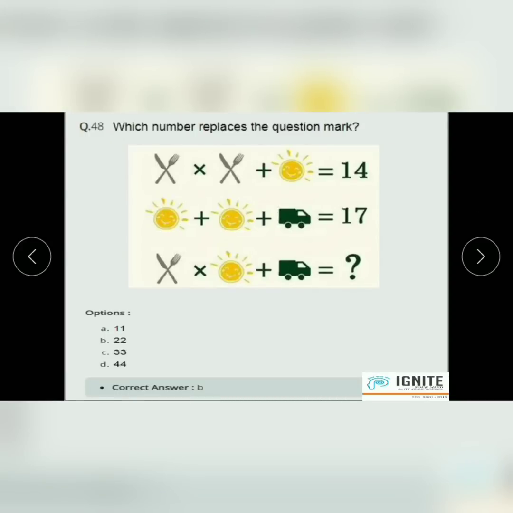Next question, question number 48. Which number replaces the question mark? First we have to find the value of each figure. 3 into 3 plus 5 equal to 14. That means the value of this figure is 3, value of this figure is 5. Then 5 plus 5 plus 7 equal to 17. Therefore, 3 into 5 plus 7 equal to 22 is the correct answer.